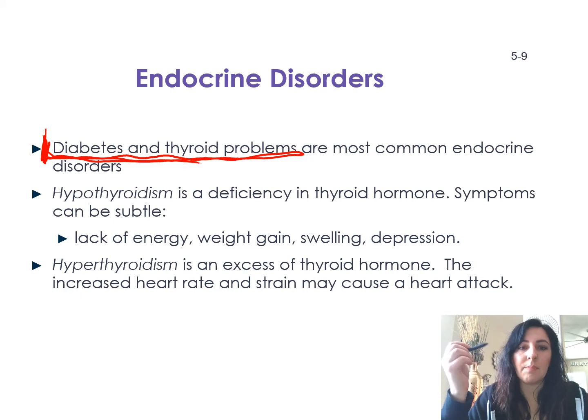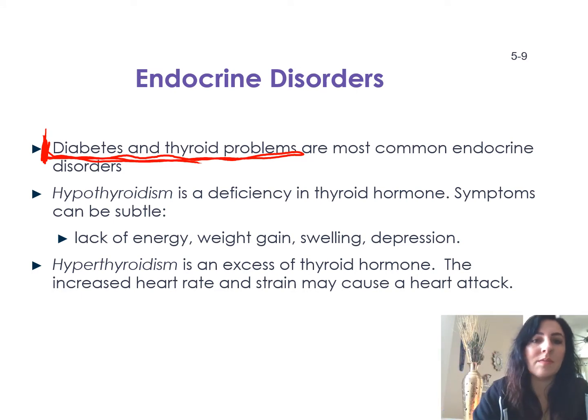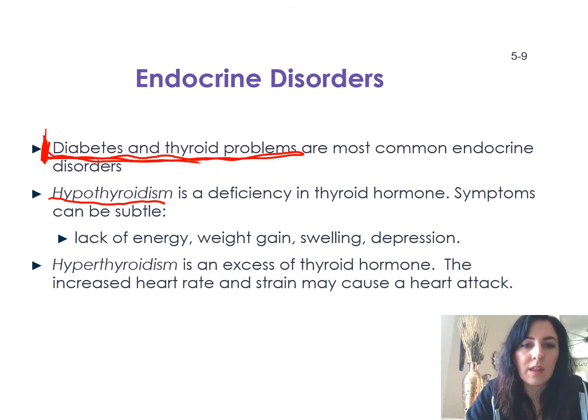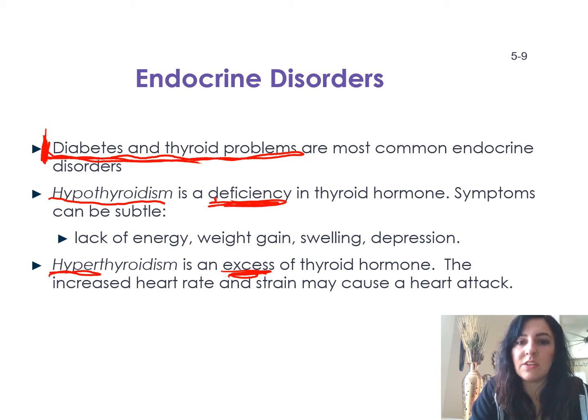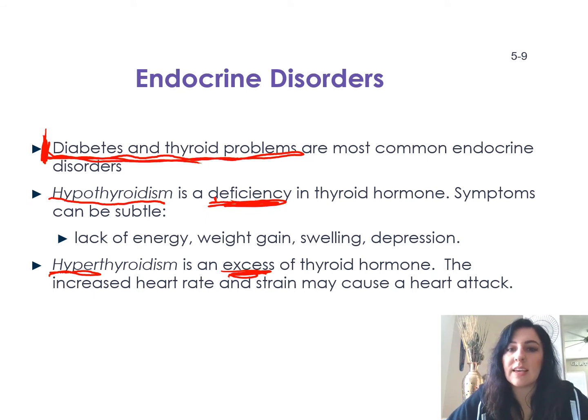So that was hypothyroidism. I'm sorry. So hyperthyroidism is having an excess of thyroid hormone. Okay, so hypothyroidism is having a deficiency in your thyroid hormone. Hyperthyroidism is having an excess of your thyroid hormone. So this can increase your heart rate, and a lot of that strain can cause a heart attack.